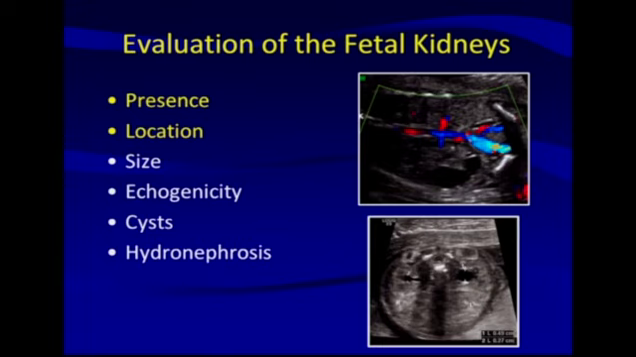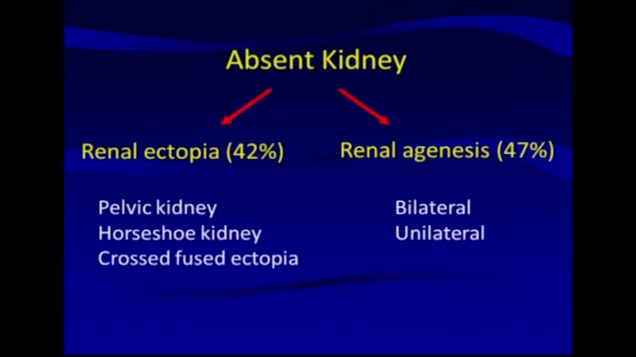Now, when we look at the fetal kidneys, let's first talk about whether the kidneys are present and if they're present in the proper location. So what do we think about when we can't see the kidney in the expected location of the renal fossa? Well, about half the time this is due to the fact that the kidney developed normally, but is in a location that is not within the renal fossa, and this is renal ectopia. The most common cause of renal ectopia is a pelvic kidney, but horseshoe kidney or cross-fused ectopia can also be seen with renal ectopia.